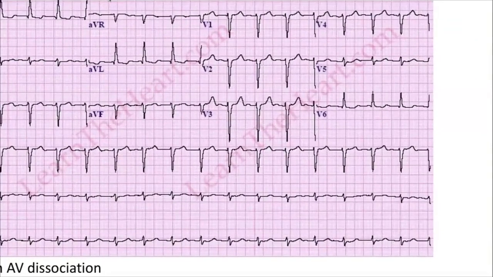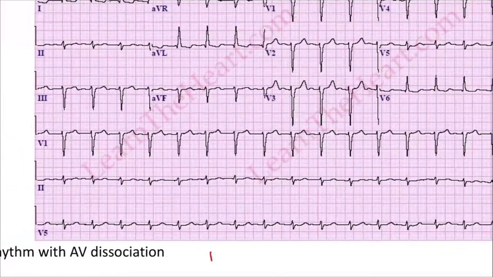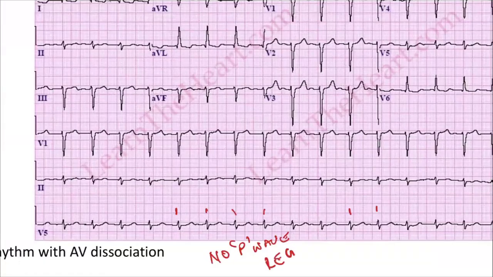Let us break down the ECG. Can I see a P wave here? There is no P wave. Is the rhythm regular? Yes, this RR interval is the same as this RR interval or this RR interval. So it is a regular rhythm. Let me calculate the heart rate. Approximately 3 large boxes are present, so 300 divided by 3 large boxes, approximately 100.